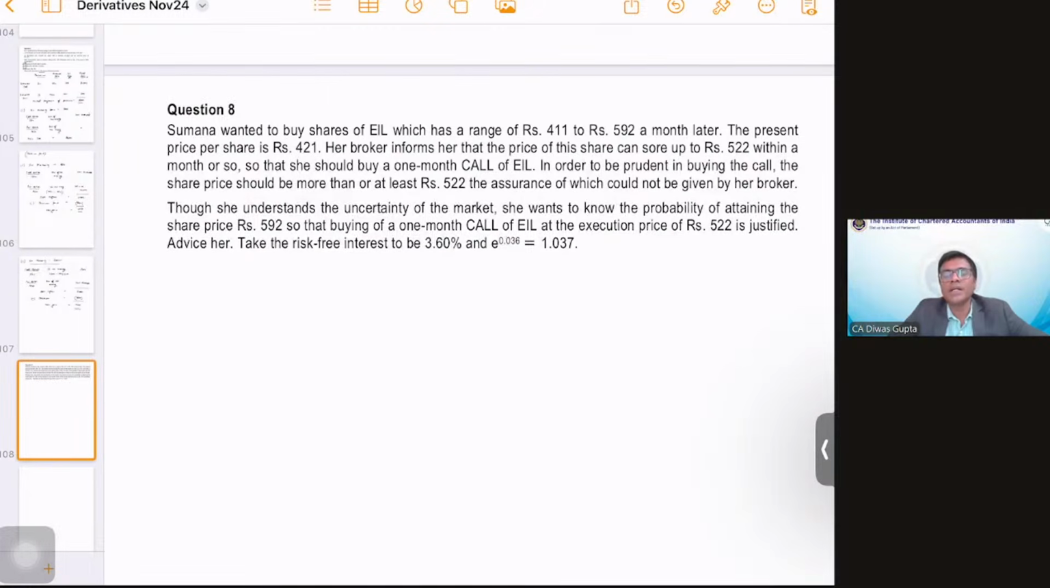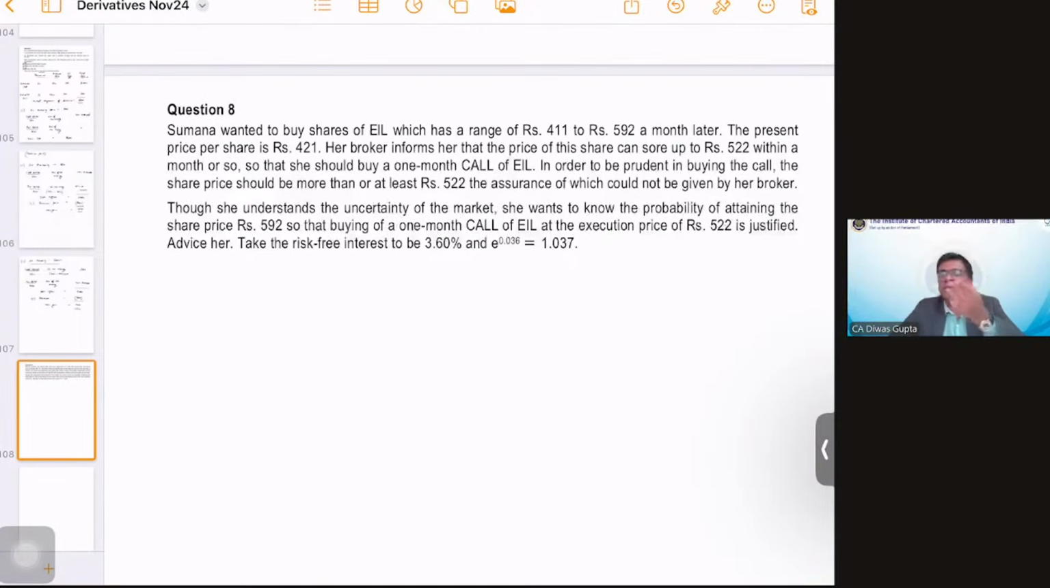So see the entire story. The broker is influencing Suman to buy a call option so that the prices will go up and there will be a gain. Though she understands the uncertainty of the market, she wants to know the probability of attaining the share price of rupees 592 so that the buying of a 1 month call of EIL at the execution price of rupees 522 is justified. So, see students, the question is revolving around different values.